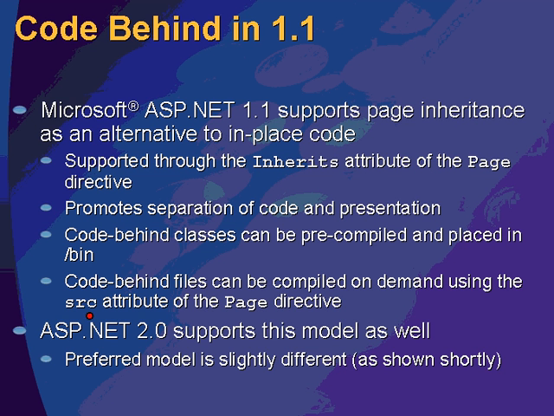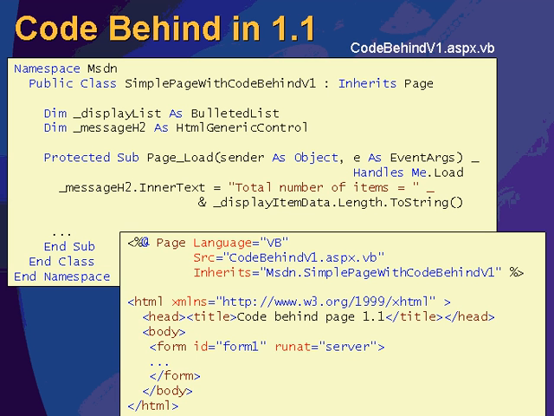You could also use the source attribute. So you could either precompile it and deploy it in the bin, or you could use the source attribute and have ASP.NET compile it on the fly. Here's an example of ASP.NET 1.1 code behind, and I have an example in the demo that you can download and try out. But in this example, I want to focus more on 2.0.